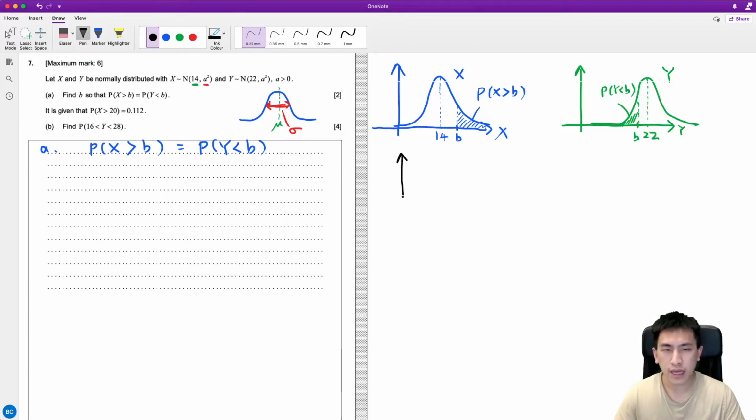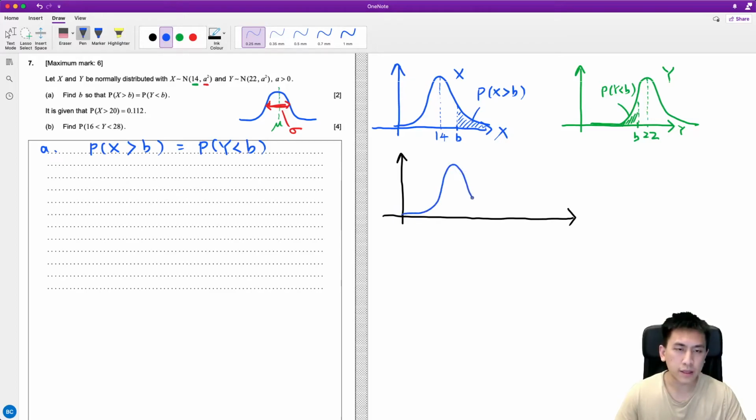So if I were to sketch both on the same axis, it will look something like this. That means we have to draw a little bit longer here. And let me use, again, blue for x. So it will look something like this, and that would be 14. And the green one should really overlap with the blue one. Let's start somewhere here, and then it will be somewhere here. And that would be 22.